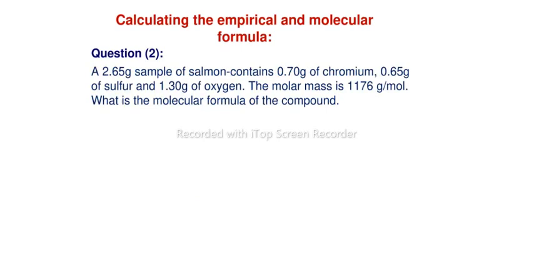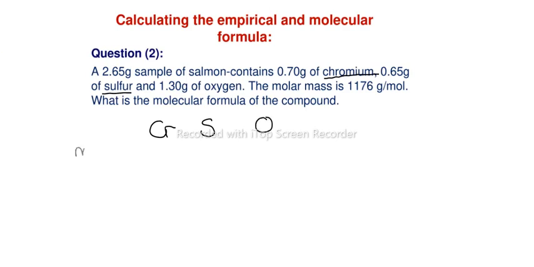We're going now to answer another question, which is very similar to the previous one. So question number 2 now. A 2.65 gram sample of salmon contains 0.7 gram of chromium. So the first element presented is chromium, and 0.65 gram of sulfur. So I have my sulfur. And finally, 1.3 gram of oxygen. So I have an O.